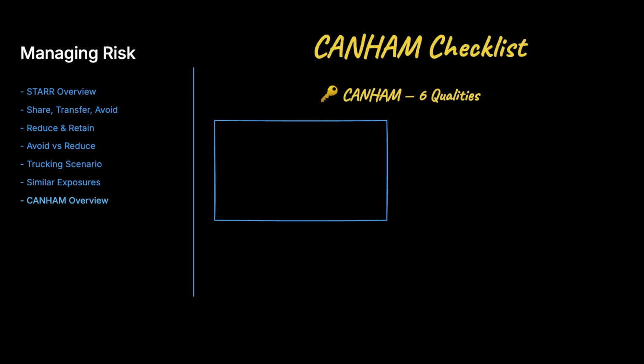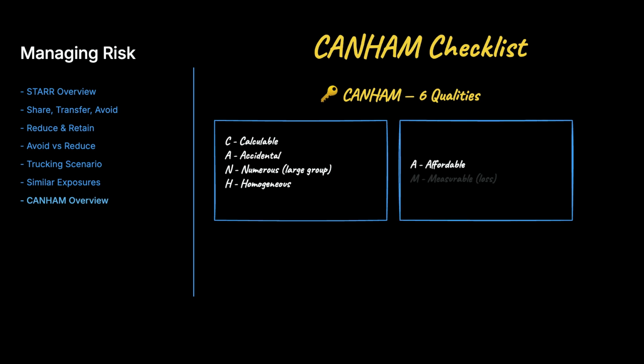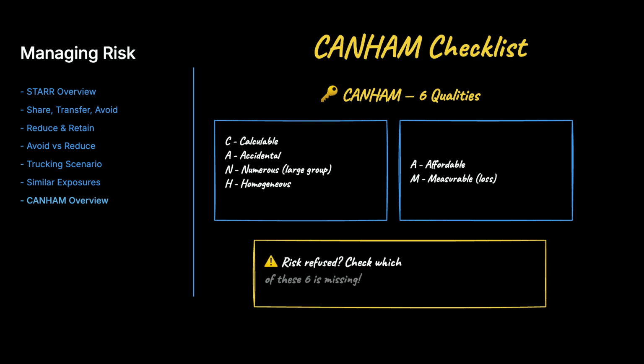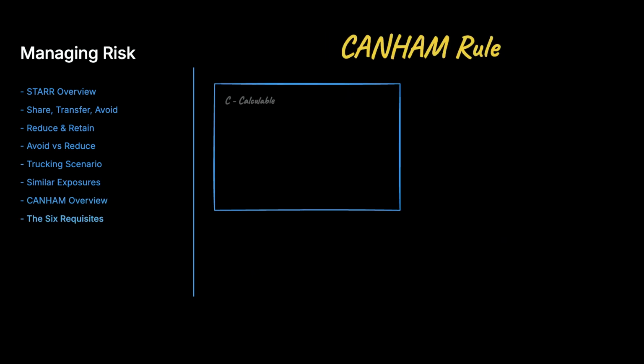But not every risk should be accepted, even a pure one. There is a wish list for an ideally insurable risk, hidden in another memory word, CANHAM, 6 qualities in all. When a question asks why a certain risk gets refused, the answer is almost always that one of these 6 is missing. The C is calculable. We can estimate the odds.